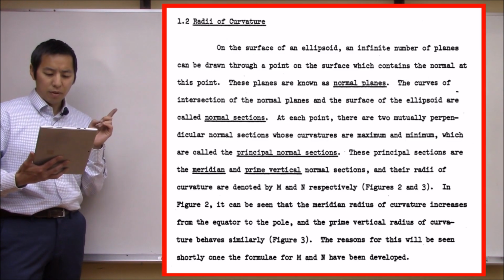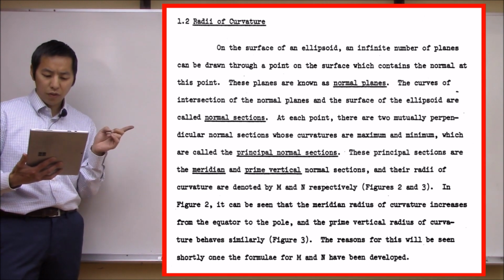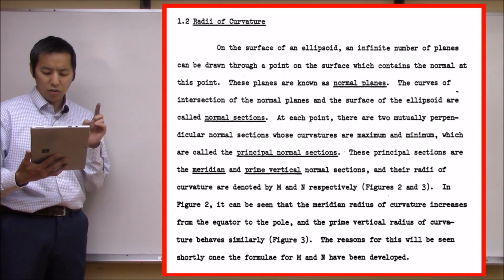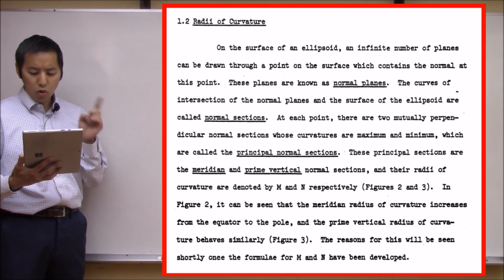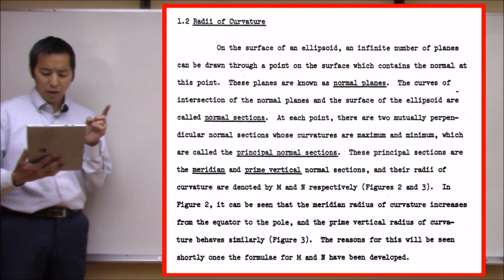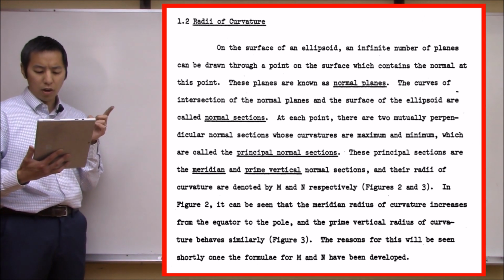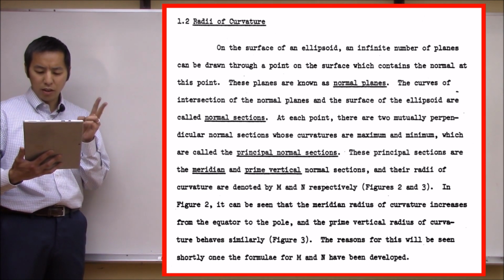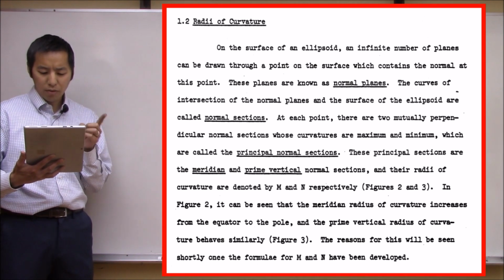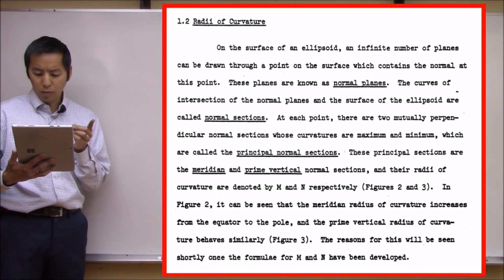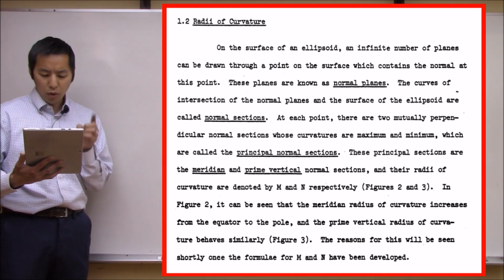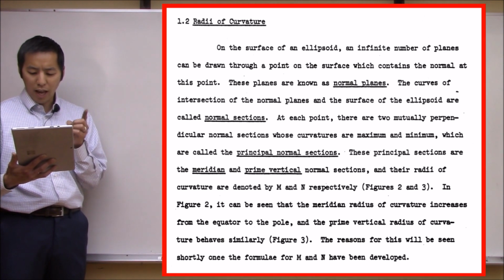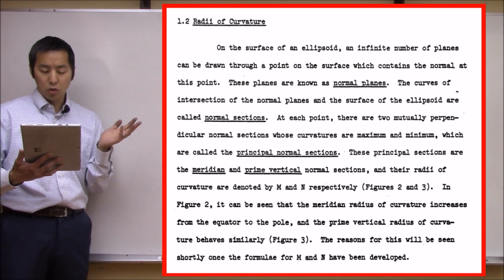It says, section 1.2: on the surface of an ellipsoid, an infinite number of planes can be drawn through a point on the surface which contains the normal to this point. These planes are known as normal planes, and the curves of intersection of the normal planes and the surface of the ellipsoid are called normal sections. At each point, there are two mutually perpendicular normal sections whose curvatures are maximum and minimum, which are called the principal normal sections. These principal sections are the meridian and the prime vertical normal sections, and their radii of curvature are denoted M and N, respectively. See figure 2 and figure 3.